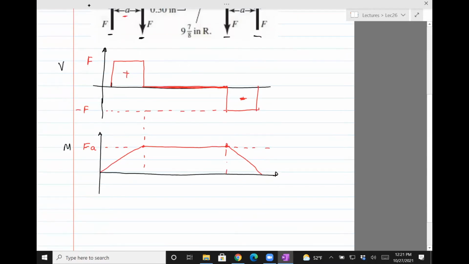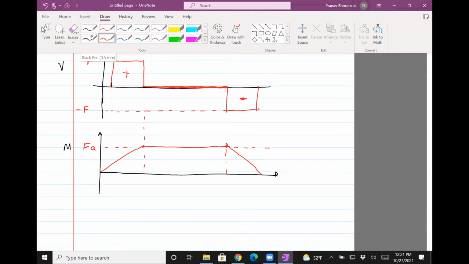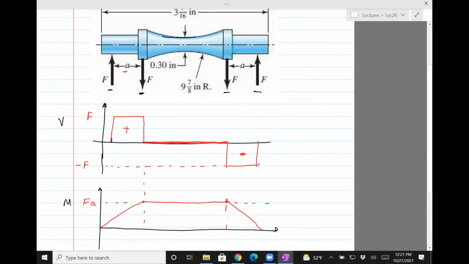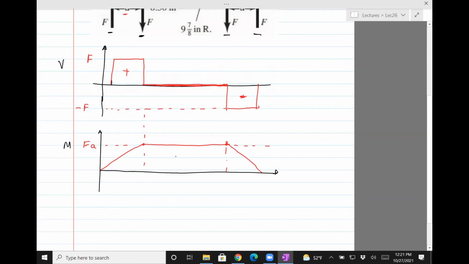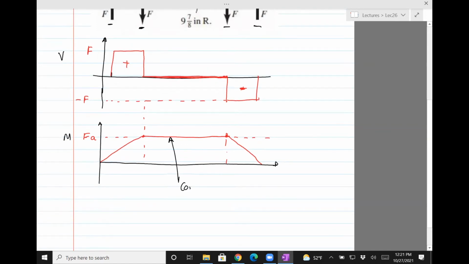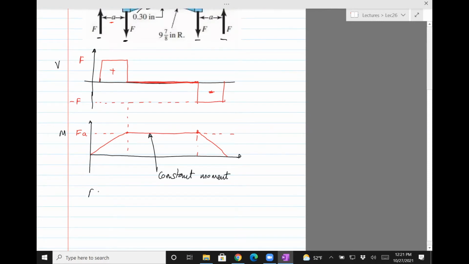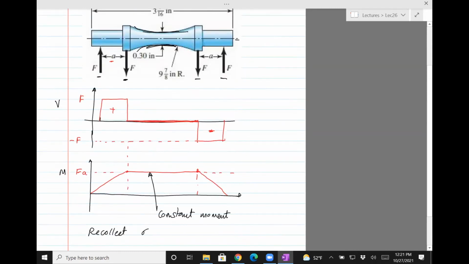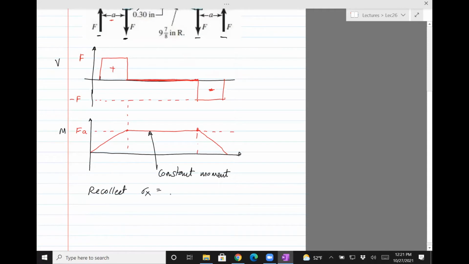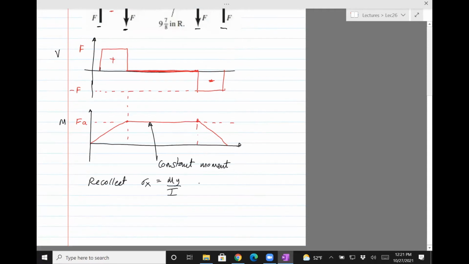So the key thing to note is that the part we're interested in, the part which will fail, is basically this neck. It's this part which will fail. So this part of the specimen is subjected to a constant moment. You can recollect that if this is the x direction, then sigma x is M y divided by I. M is F times A, so sigma x is F A y divided by I.